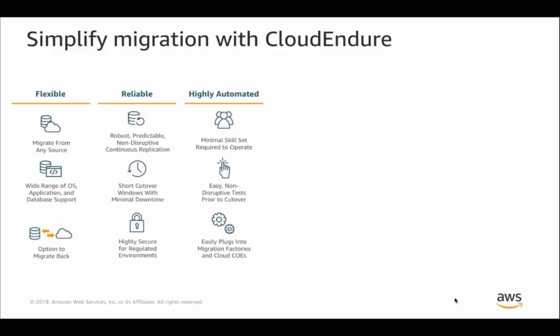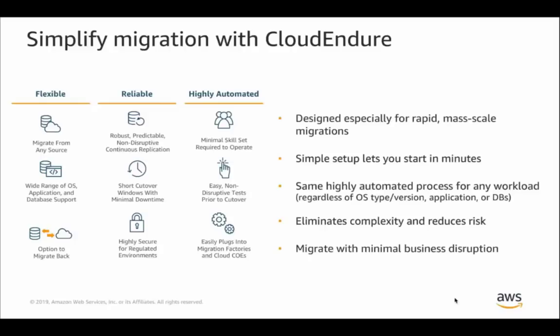So let's recap what some of these benefits of CloudEndure are. CloudEndure helps us rapidly achieve mass-scale migrations. It is set up in minutes, and it lets us start migrating into the cloud in minutes. It is a highly automated process that's applicable for any OS type, version, or database. It eliminates complexity and reduces risk. And finally, it allows us to migrate with minimal business disruption.